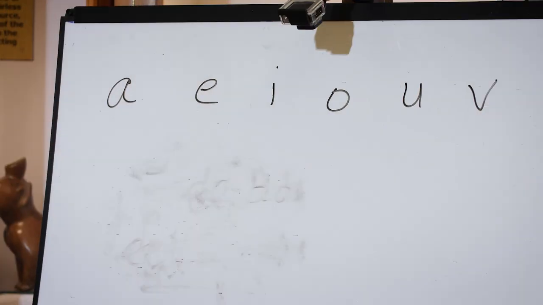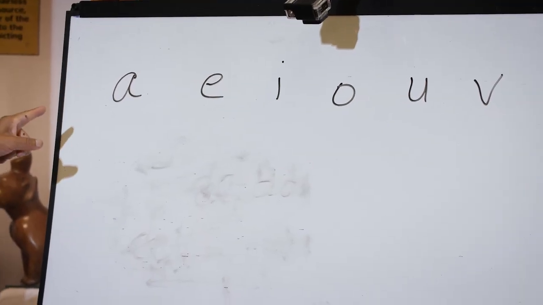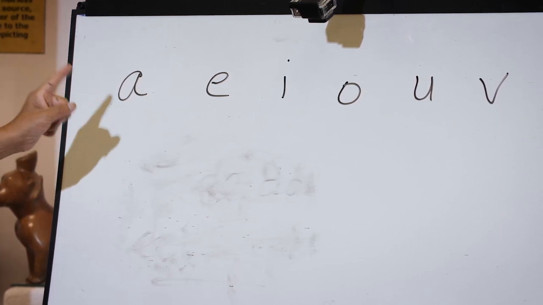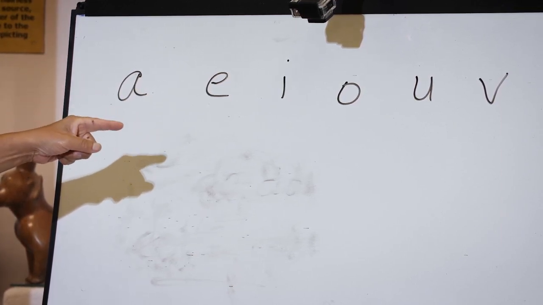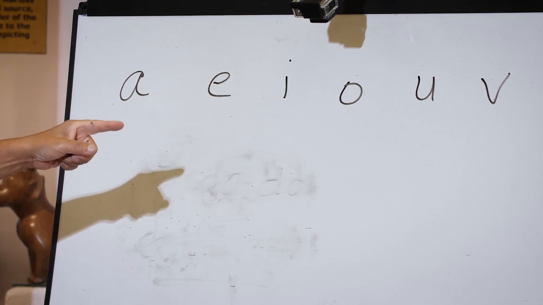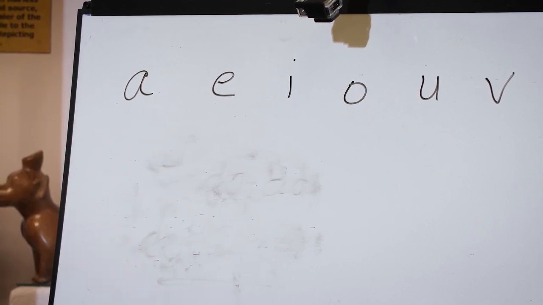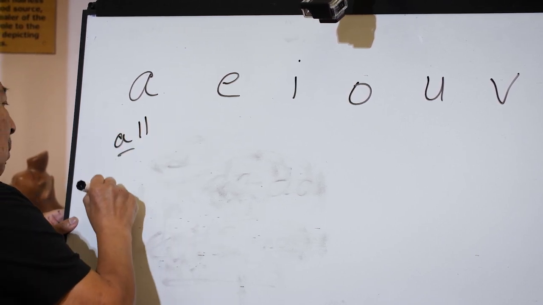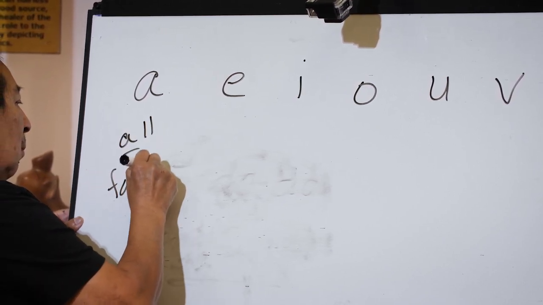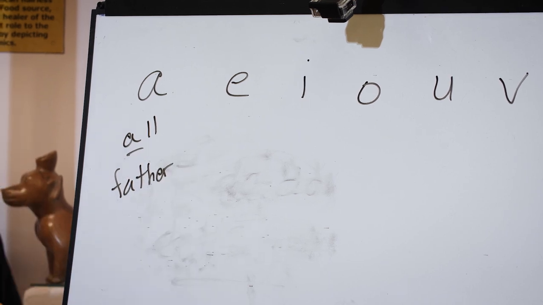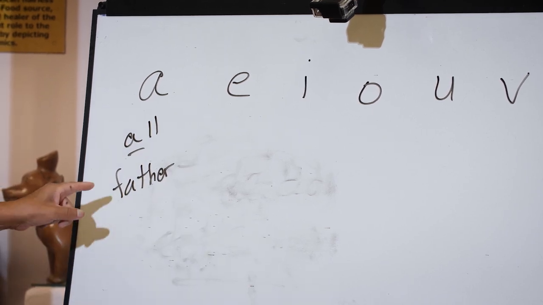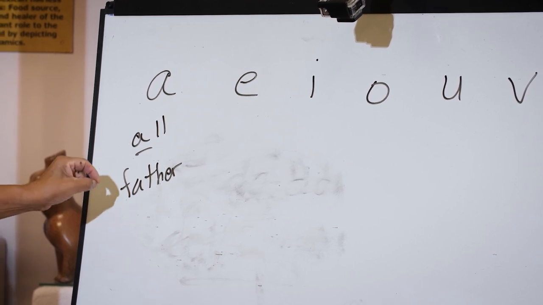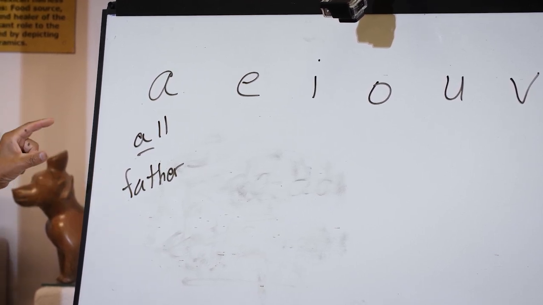Okay, the first letter here, you pronounce it like aw, aw, e, e, o, u. The aw can sound like all or father, the aw sound. All or father.